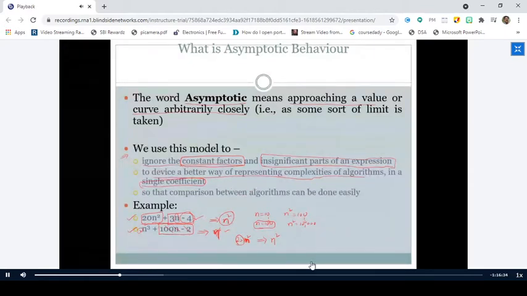So the efficiency of the algorithms, the complexity of the algorithms, cannot be expressed as an expression. That's what you have to remember here. So I cannot express the efficiency of the algorithm as 20n square plus 3n minus 4 or n cube plus 3n minus 4.